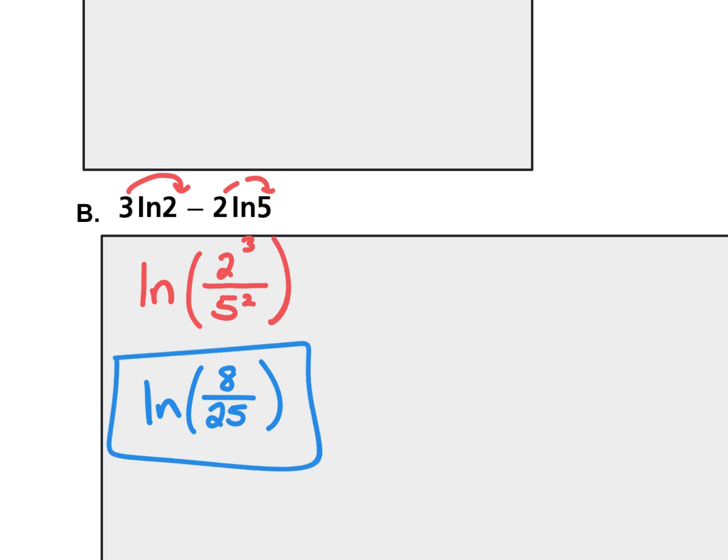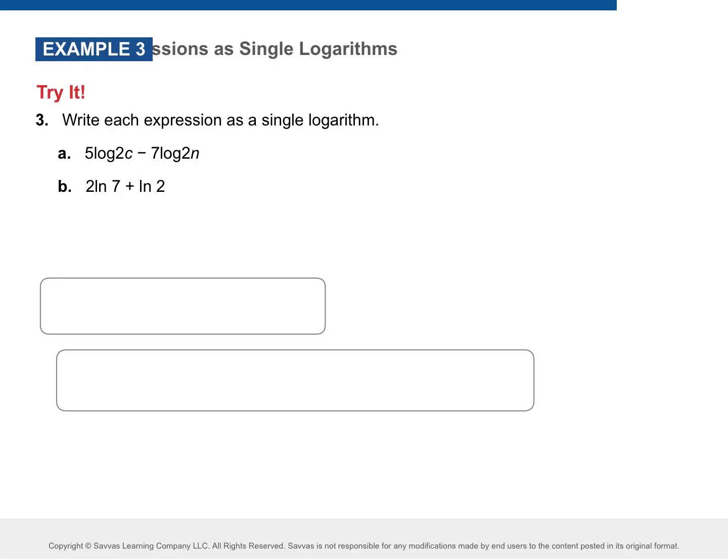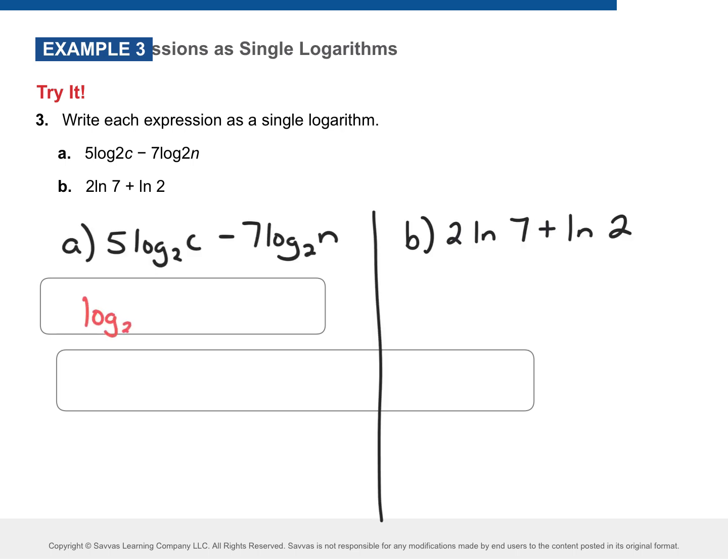Okay, I want to clarify. What I want you to see first is what's happening between the terms. Go ahead and try example 3, A and B. Let's look at A together. Again, we want to condense this to one logarithm. What is my main logarithm going to be in A? Log 2. Yep, we find the log that they have in common, so we have log base 2.